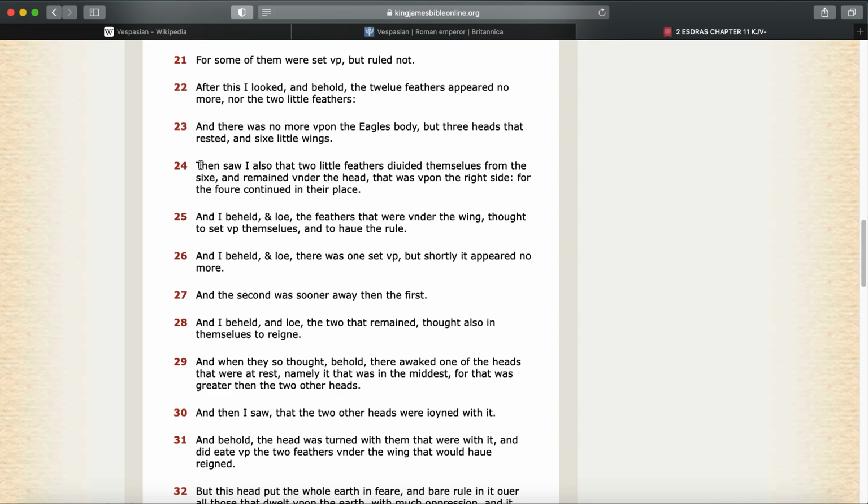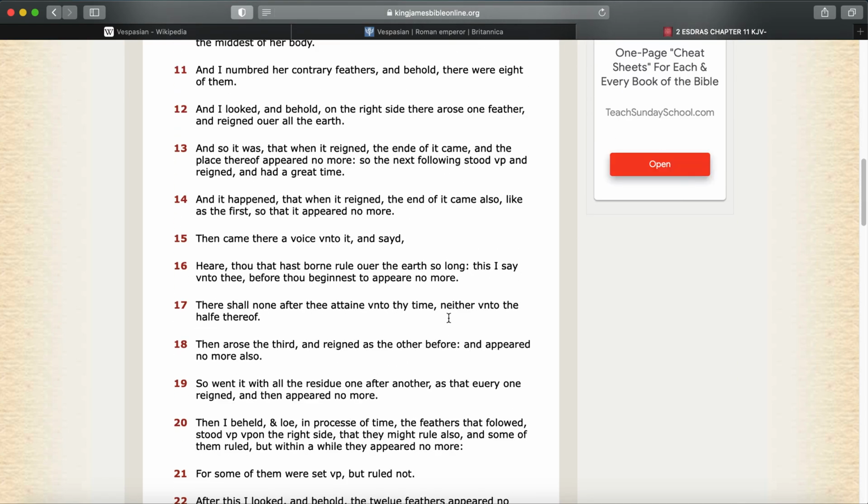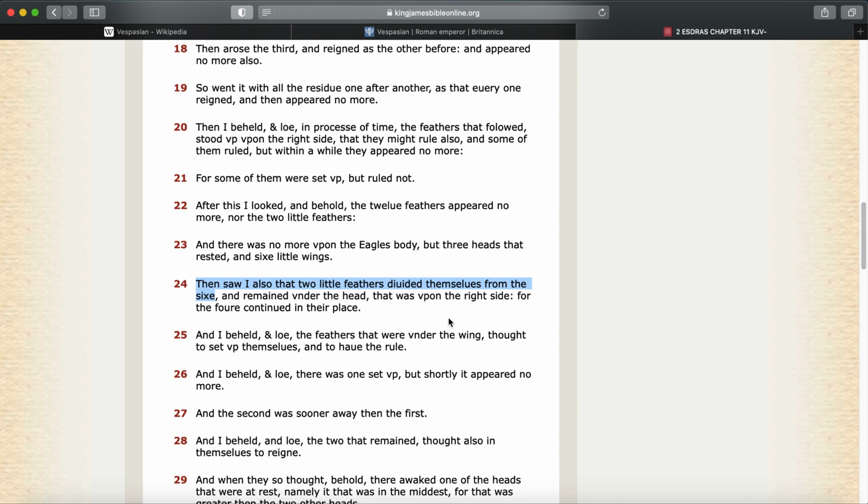All right, so let's go into it. This is the 24th verse. It says, "Then I saw also that 2 little feathers divided themselves from the 6." Now the 6 feathers are within the 8 contrary feathers, which you can read in the verses above. Verse 3 says, "And I beheld, and out of the feathers there grew other contrary feathers, and became little feathers and small." Now there were 8 contrary feathers, and I'm going to mention those right now in no particular order. The 8 contrary feathers were Galba, Otho, Vitellius, Nero, Domitian, Claudius, Vespasian, and Titus.